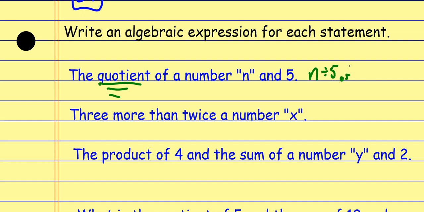Okay? And of course, I could write it using one of the other symbols. I could say n divided by 5 with the slash, or I could say something like n over 5 and do it like a fraction, because those are all division symbols, okay? So any one of these would be perfectly acceptable. The thing you have to make sure you're careful about is the order of these two things. Since it's the quotient of n and 5, it has to be n divided by 5. It can't be the other way around.